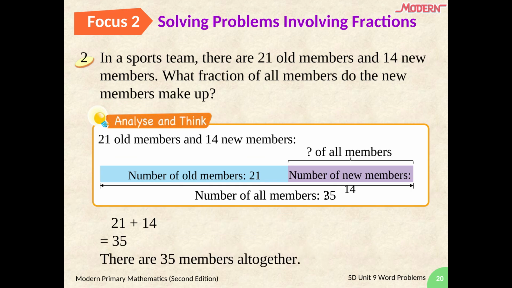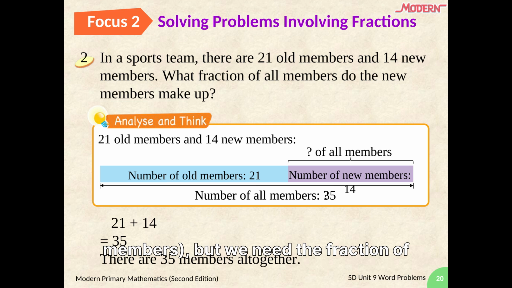Last page for today, page 20. In a sports team, there are 21 old members and 14 new members. What fraction are the new members? Thinking way: this problem is a bit more complex. We're given 2 parts, old and new members, but we need the fraction of all members. Step 1. Find the total number of members.